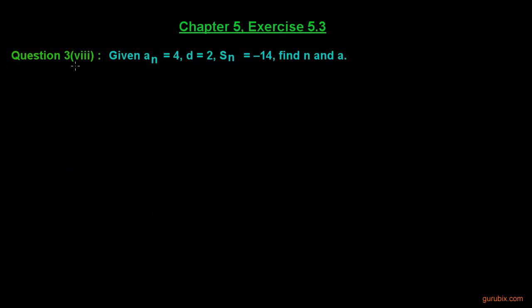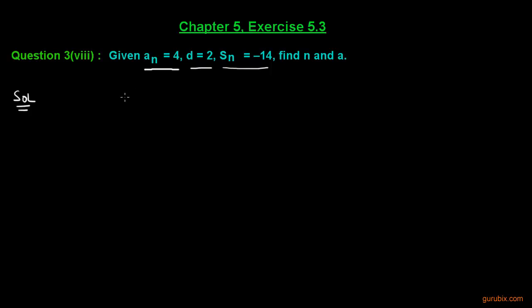Here is the next part of question 3 of exercise 5.3 of chapter 5. In this question we are given the nth term, that is 4, and the common difference and sum of first n terms, and we have to find out the value of n and a. Let us see how to solve this question.